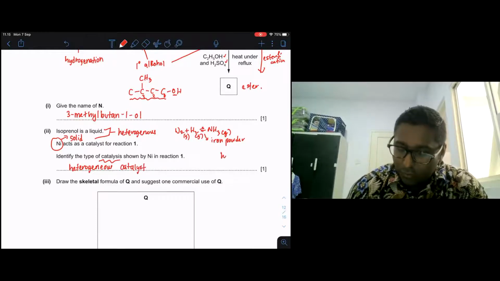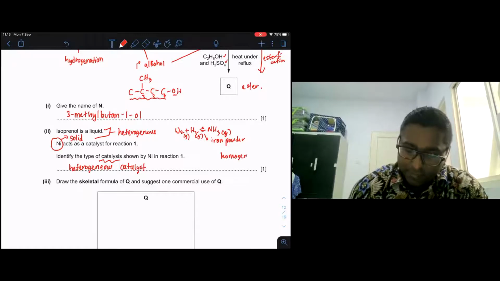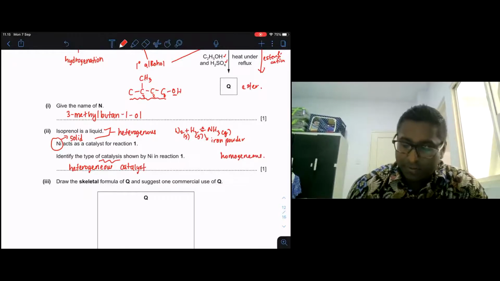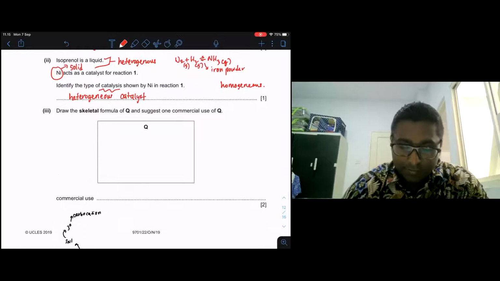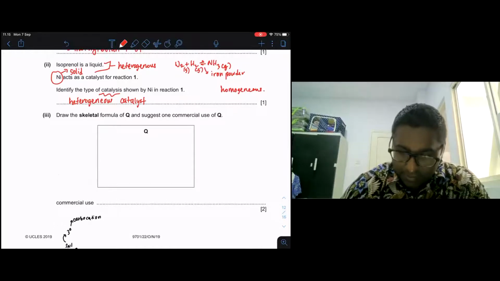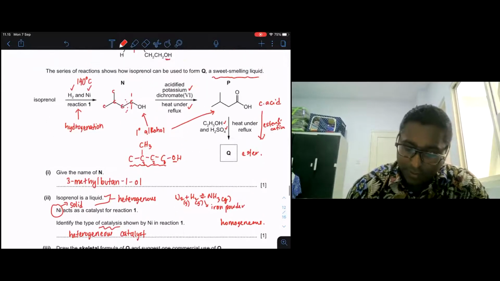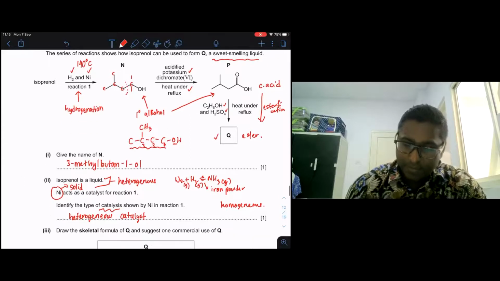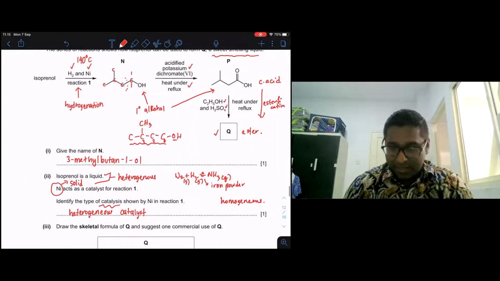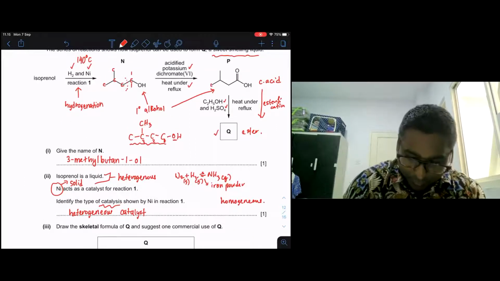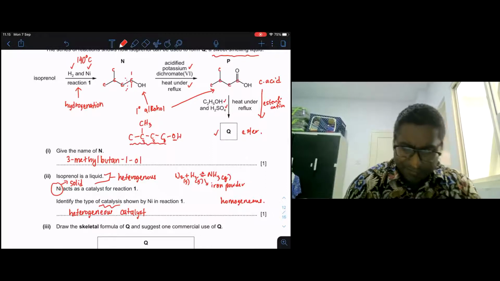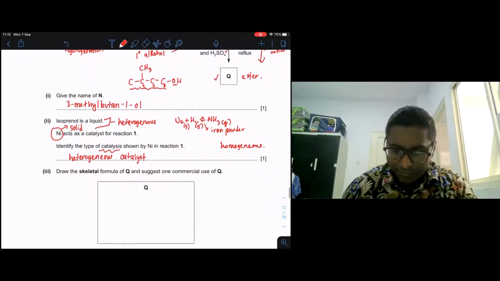There is also homogeneous catalyst. Please go and read on this. Now, draw skeletal formula of Q and suggest one commercial use of Q. So I need to find out what this ester is. To make it easier, normally what I do is I just put the displayed formula, easier for me to draw.